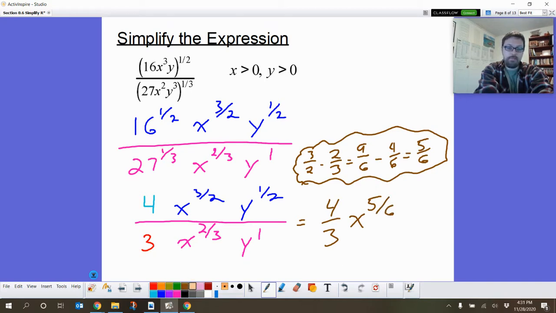Then we do the y, same deal, but this one's a little bit easier. We got a 1/2 minus 1. I can do that one in my head. It's negative 1/2.